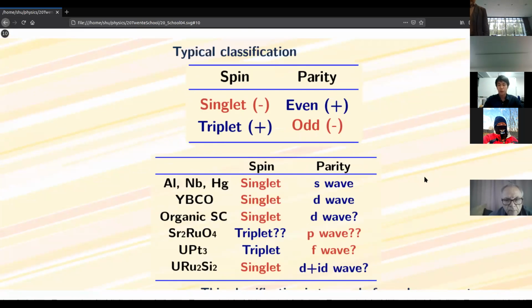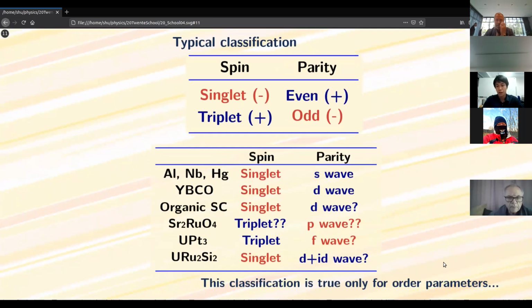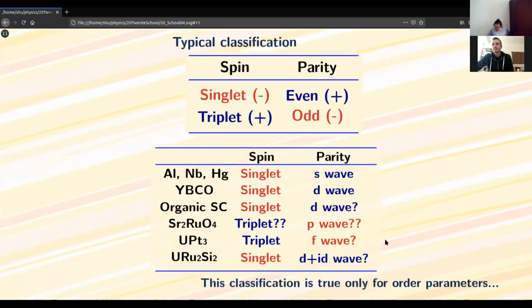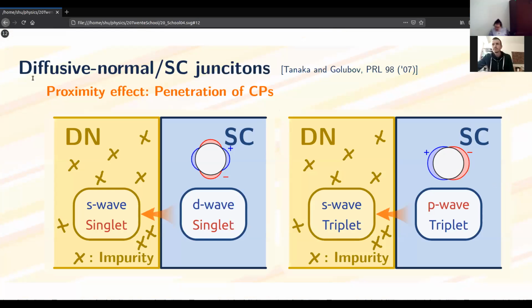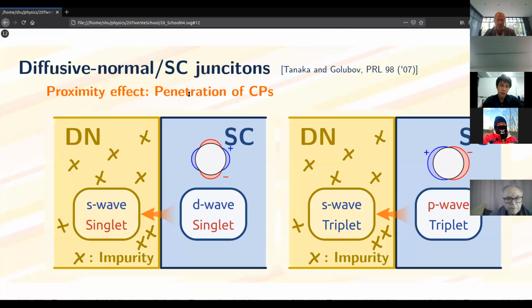However, this classification is true only for the order parameters, I mean the pair potentials. So let me show you some examples. Let us consider the diffusive normal metal superconductor junctions. In this case, the Cooper pair can penetrate into the diffusive normal metal. This phenomenon is called the proximity effect. So for example, in the D-wave superconductors, a Cooper pair penetrates into the diffusive normal metal.